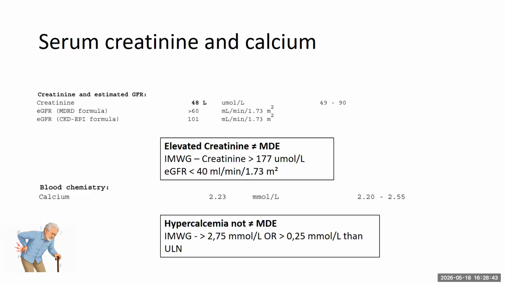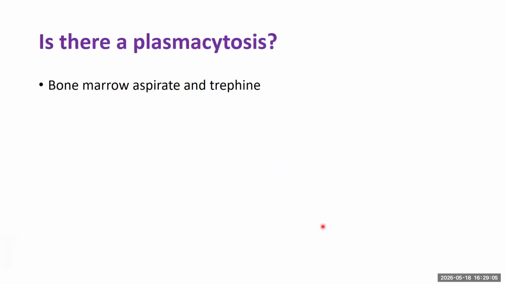Just to reiterate again, hypercalcemia alone is not a myeloma defining event. It has to meet the criteria of having a value of more than 2.75 millimoles per liter or be higher than 0.25 millimoles per liter above the upper limit of normal. So now that we know the patient just has two myeloma defining events, we next need to find out if there's a plasmacytosis. And for this, we need to investigate with a bone marrow aspirate and trephine.